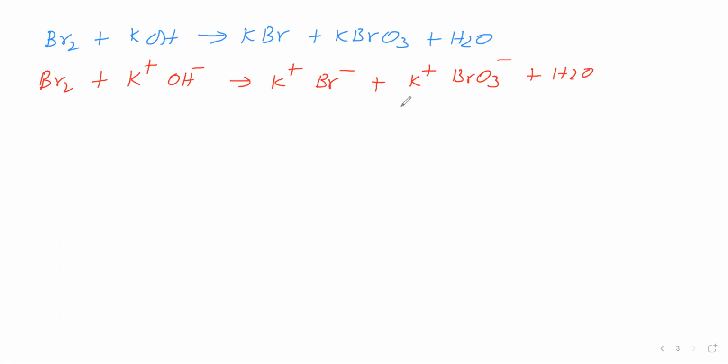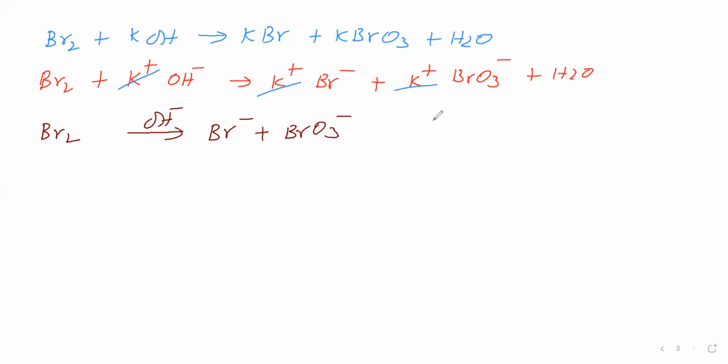So cancel the spectator ion. So what is the spectator ion here? K plus. So cancel K plus. So we will leave the K plus. Remaining things we will take. Okay. So remaining things. Remaining is what? Bromine. OH minus indicates basic medium. Okay. Br minus, right side Br minus is there. BrO3 minus is there. Water we will write later. Set. So we have taken bromine. OH minus we have written above the arrow mark because basic medium. Br minus and BrO3 minus we have written.